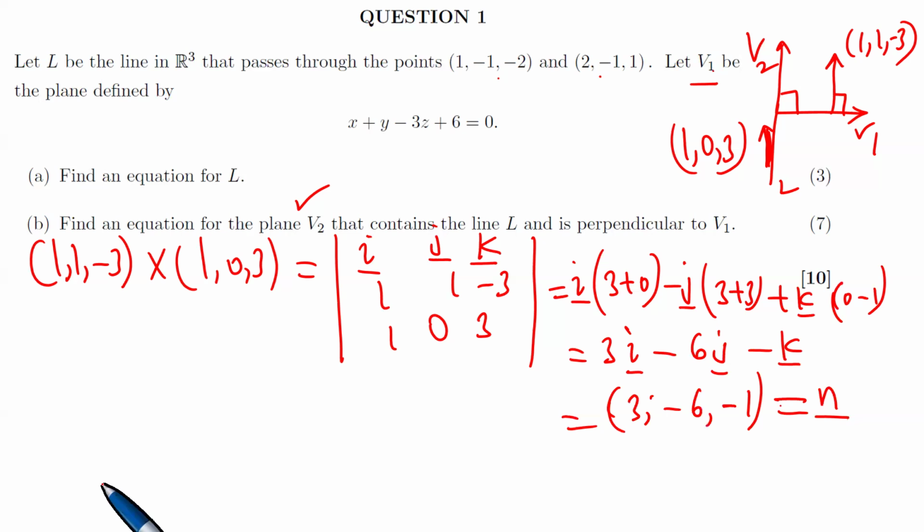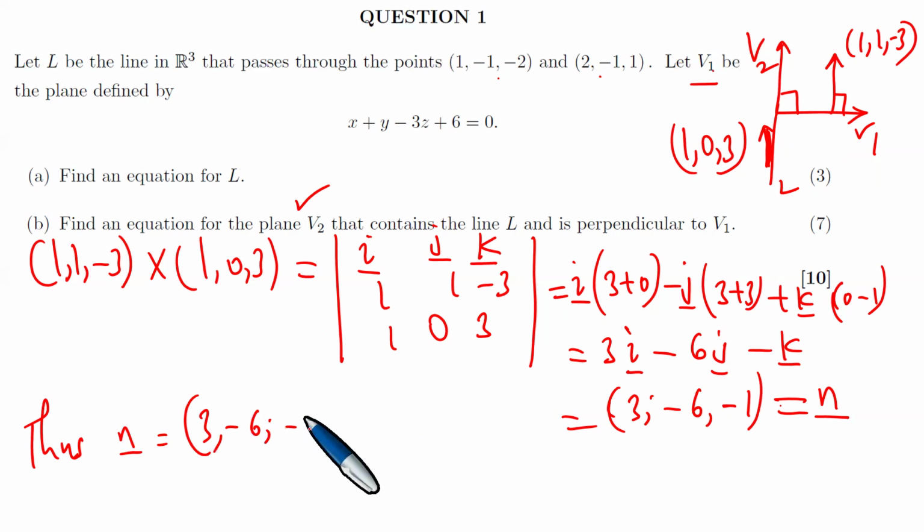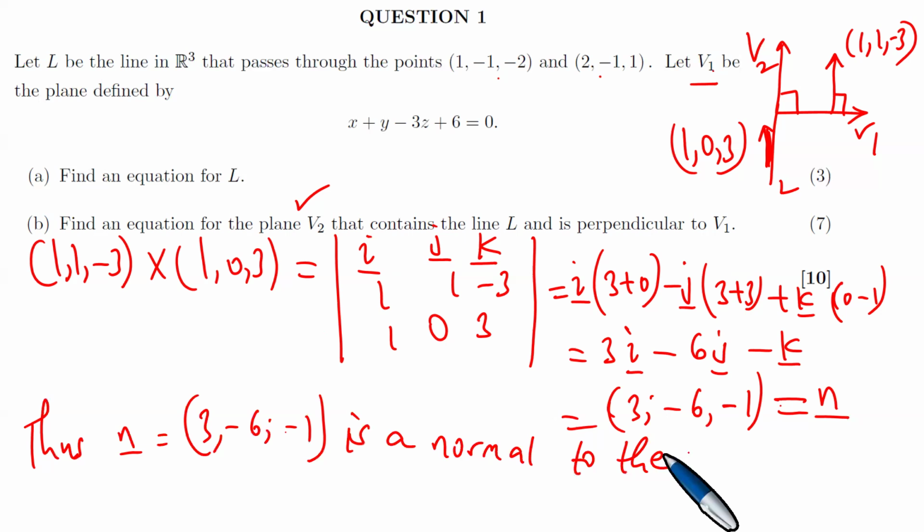So it is the normal to V2. Once again, don't worry much about copying. There are lots of questions we're going to do, and everything is recorded. So thus (3, -6, -1) is a normal to the plane V2.